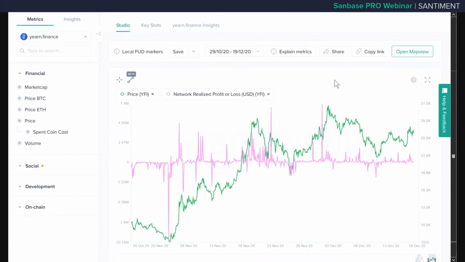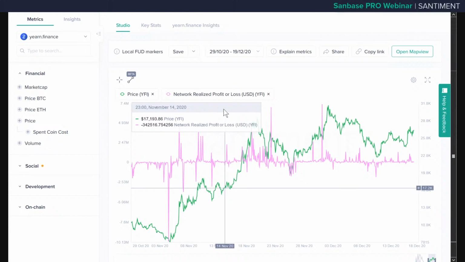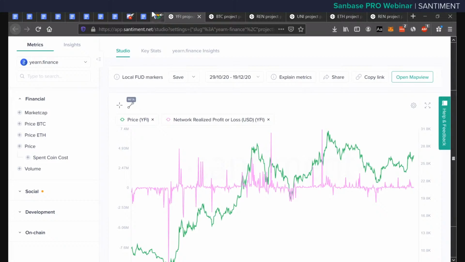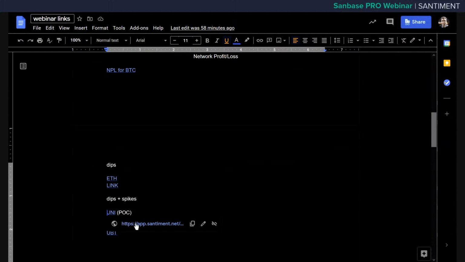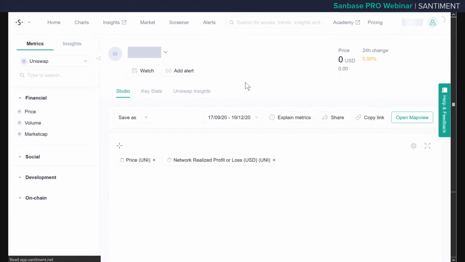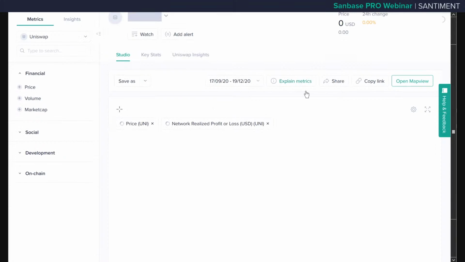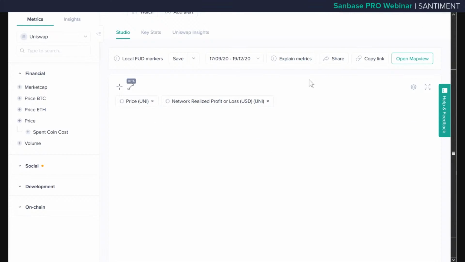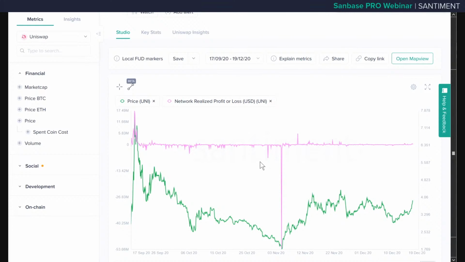And for small coins in particular, I seem to see a lot of times that these short-term profit spikes, unlike with Bitcoin, tend to just tank the price. So for something like IFI, or we can also look at Uniswap, it seems like it has a more immediate effect on the price. Low cap coins seem to have less of an ability to counteract this metric.